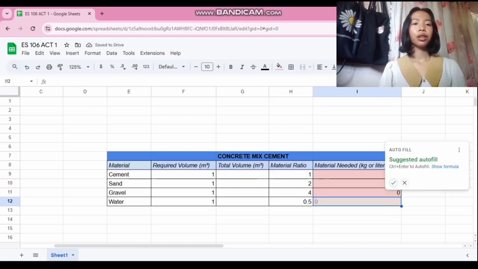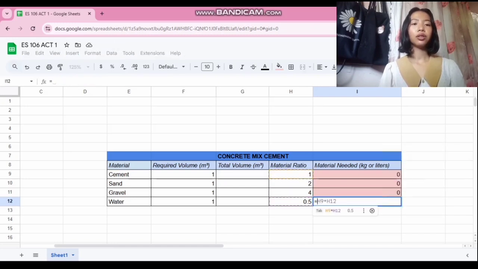Lastly, the formula for water in cell I12 is equal to G9 times I9 times H12, which multiplies the total volume by the total cement needed and then by the water-cement ratio.